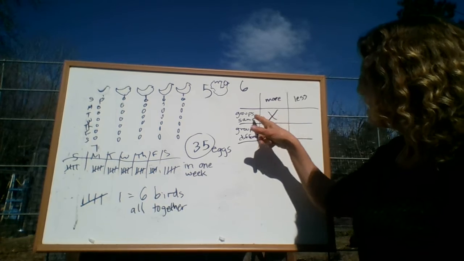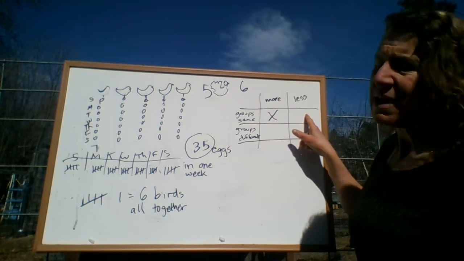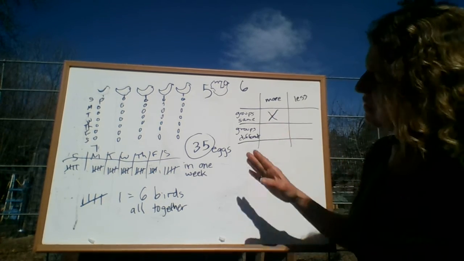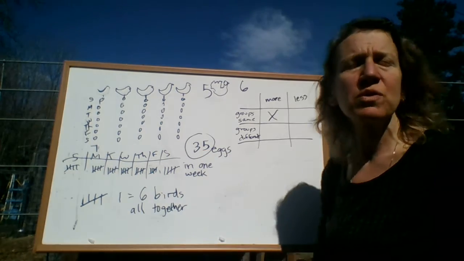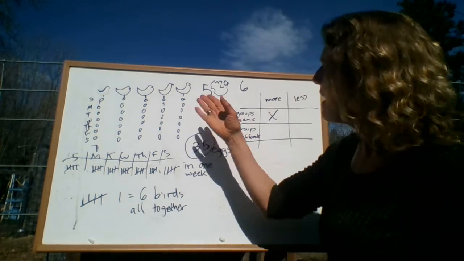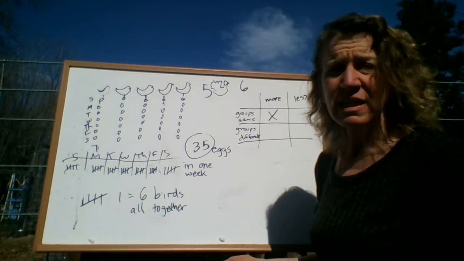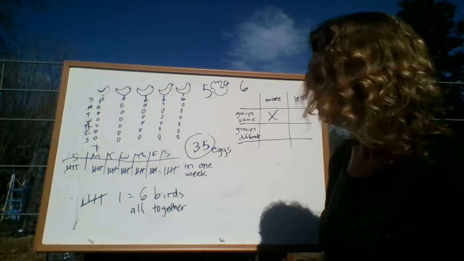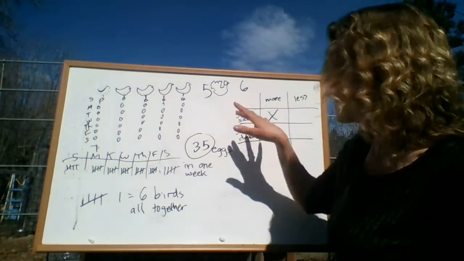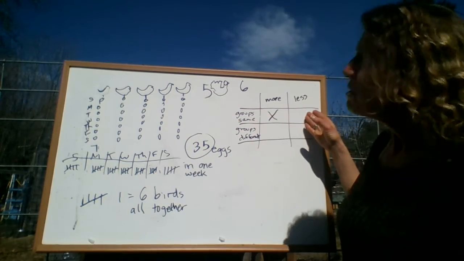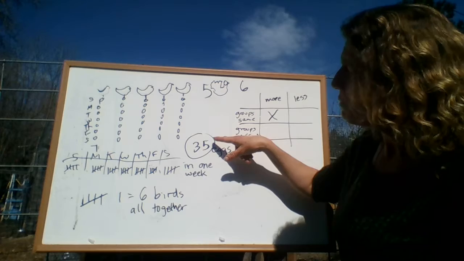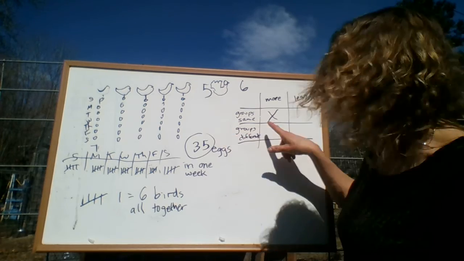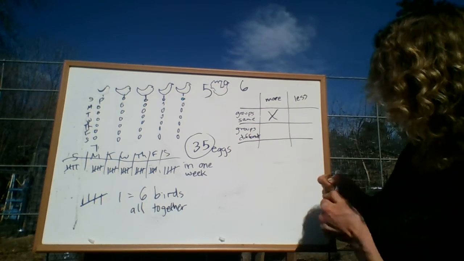If the groups are the same size, but the answer is going to be less, for instance, if I had said, I get 35 eggs in a week, and I have 5 chickens, each chicken lays the same number of eggs, how many eggs does each chicken lay? Then you would know the groups are the same size, but one chicken is going to lay less eggs than all of them together. That's when we know we need to divide.